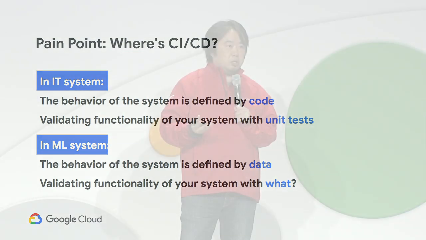Because in the traditional IT systems, people have been writing millions of the unit testing code to make sure your production system works as intended. But with machine learning systems, the behavior of your system is defined by your model that is trained by the training data. What kind of tool you can use to make sure your system would work as intended? We cannot write the unit test code anymore against the machine learning model.